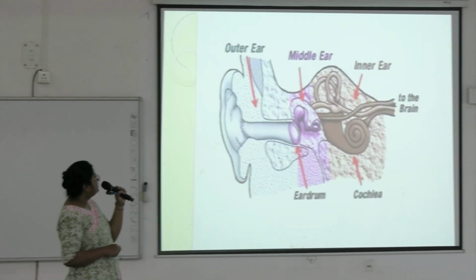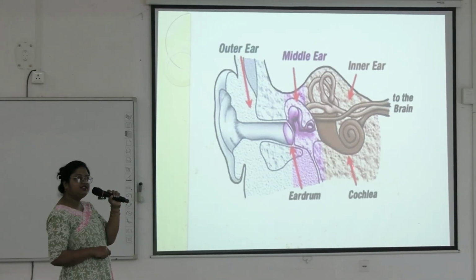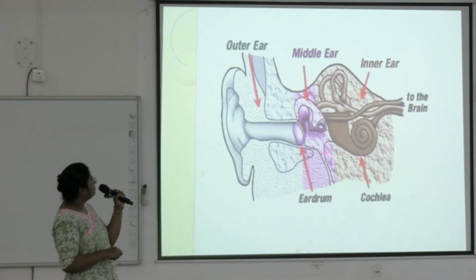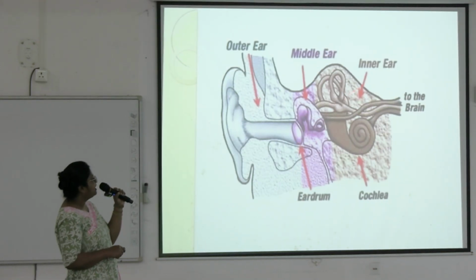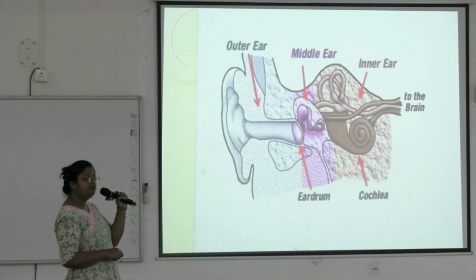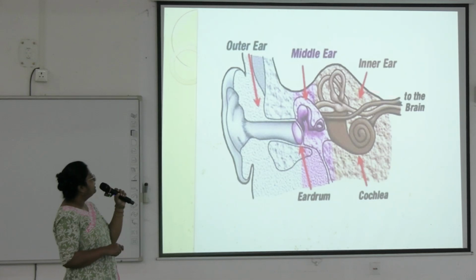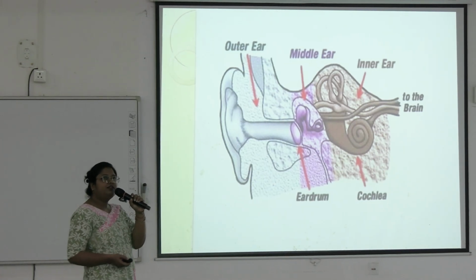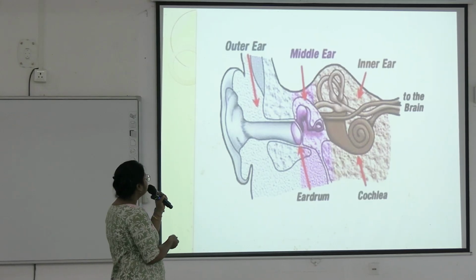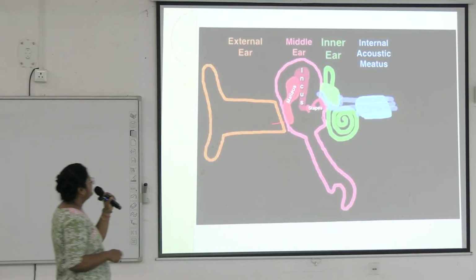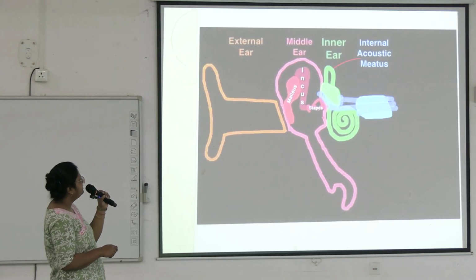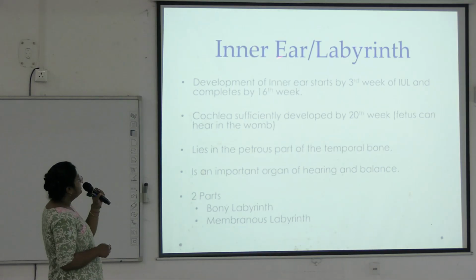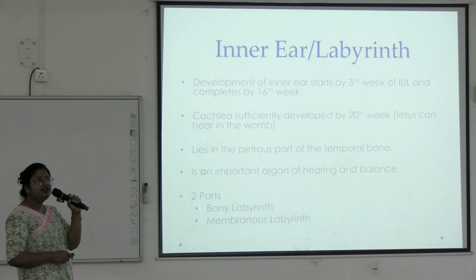This is the middle ear, which is connected to the eustachian tube, and this part is forming the inner ear. It has semicircular canals, vestibule and the cochlea, and it is connected to the brain via the vestibulocochlear nerve. So, schematic diagram: external ear, middle ear and the internal ear. The inner ear is also known as the labyrinth.